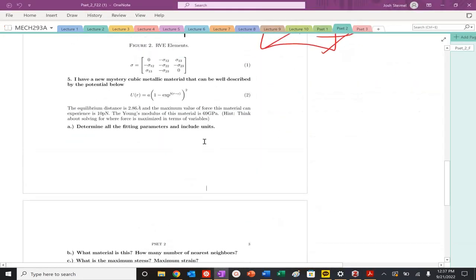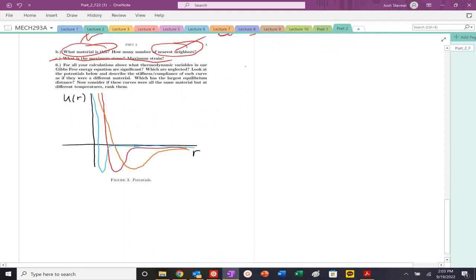So now we can go on to number 6. Which thermodynamic variables in the Gibbs free energy equation were significant, and which were neglected? Then we need to look at the potentials and describe the stiffness, compliance, and all these other good things. So we need to look back and think about how we derived the expression where the Young's modulus is equal to the second derivative of our potential.